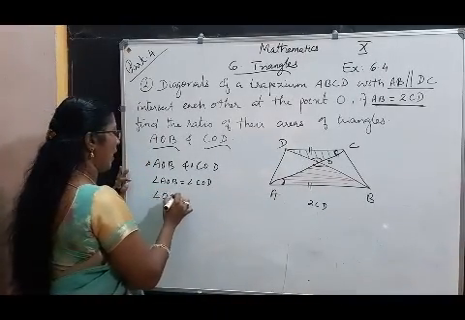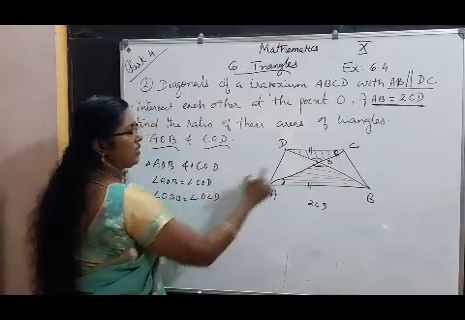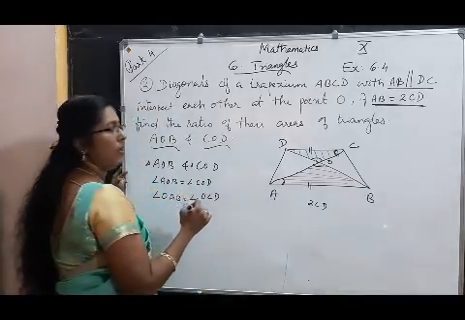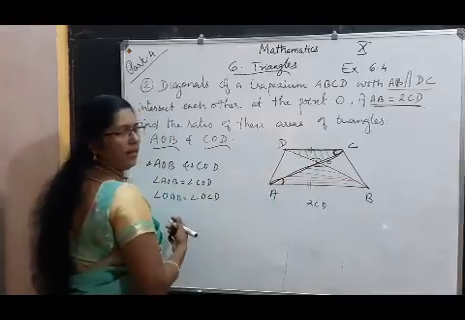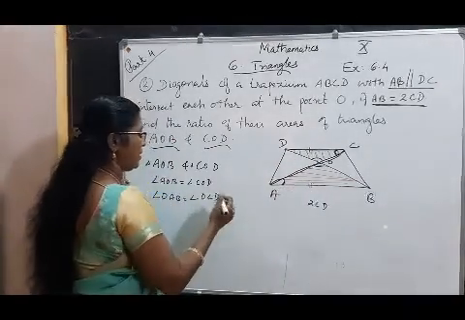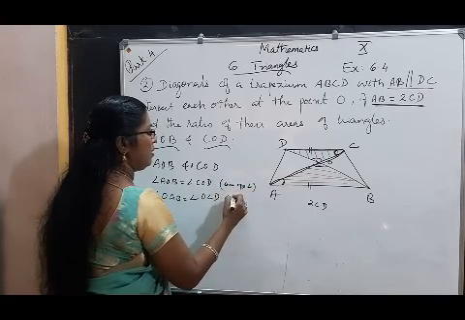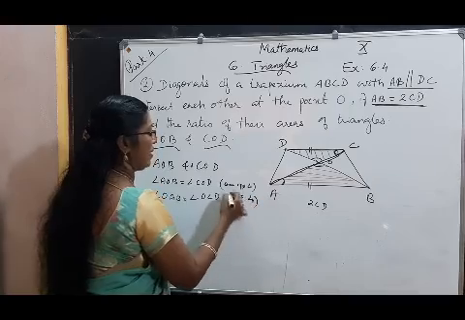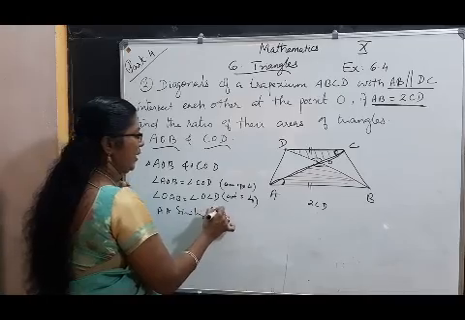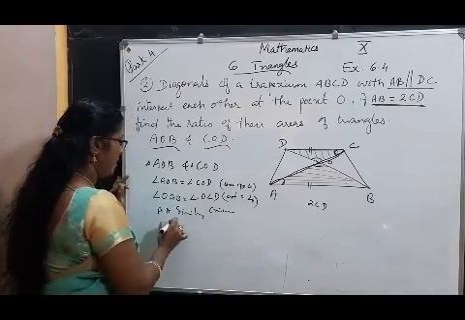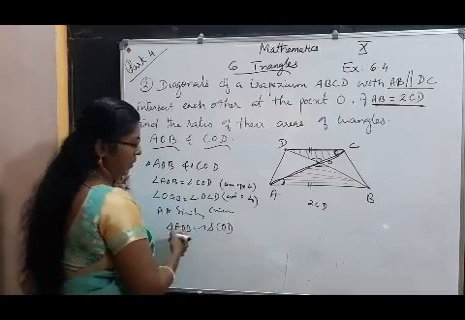Angle OAB equals angle OCD. This C and this A are equal because the two parallel lines have a line passing through them. These are alternate interior angles. This is the vertically opposite angles, alternate interior angles. That's the reason. By the AA similarity criterion, we can say that triangle AOB is similar to triangle COD.